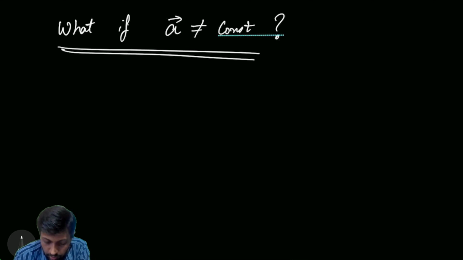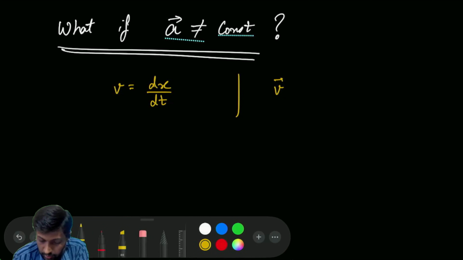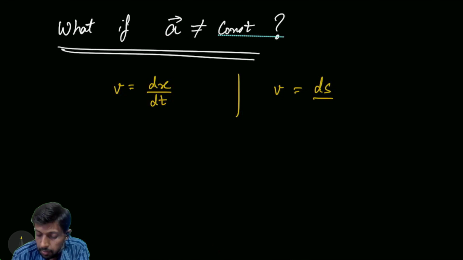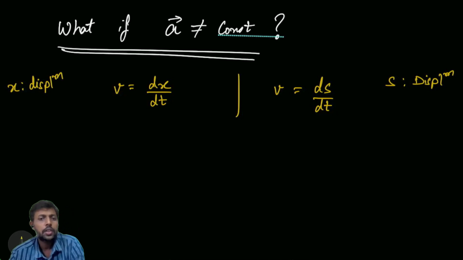Okay, so just to recap, we define velocity, the instantaneous velocity, remember, as dx by dt. Or in some books, you would also find it written as ds by dt. Okay, s or x is your displacement. It's the magnitude of displacement. Here, x is displacement. Okay, so either of these formulae, it's the same.